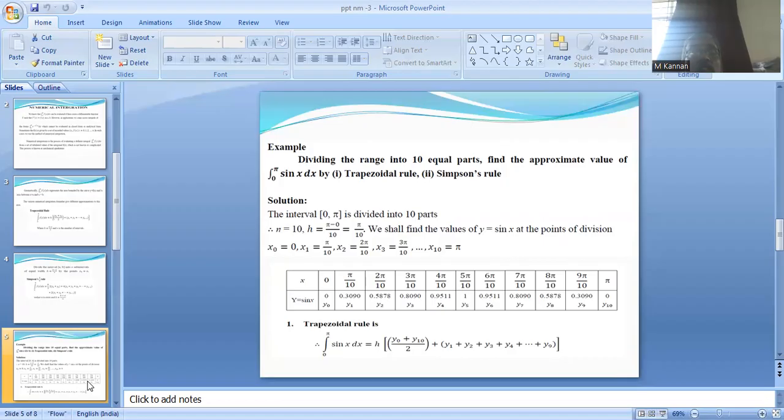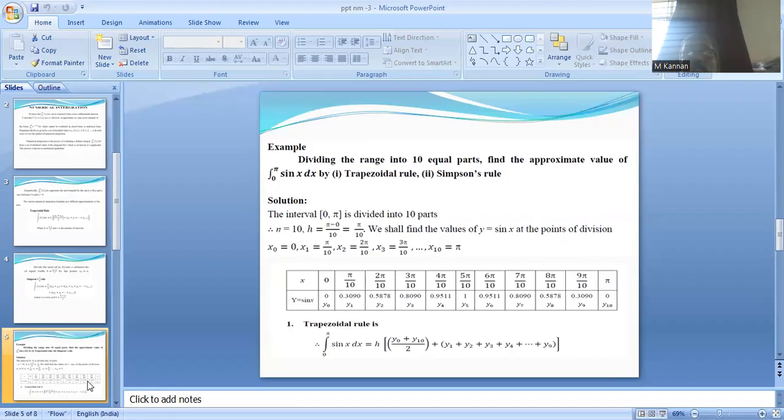Now we have to use the calculator. Now x = 0, pi by 10, 2 pi by 10, 3 pi by 10, 4 pi by 10, and so on up to 10 pi by 10. Now the corresponding y = sin x. Now substitute x = 0, pi by 10, 2 pi by 10. Now we get the corresponding values.